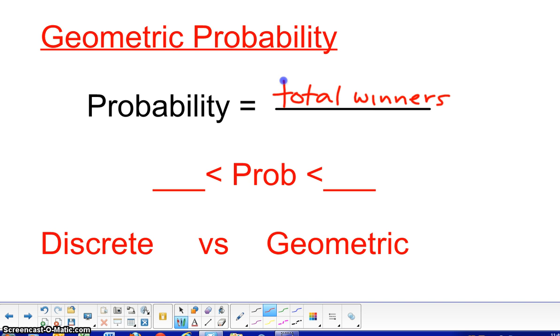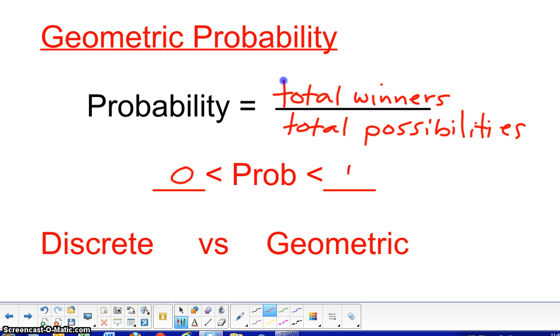And probability can only be between two numbers, which are 0 and 1. Now, you should also put a little equal sign underneath there, because you could have a probability of 0 and you could have a probability of 1, which would mean 100% of the events would be happening.